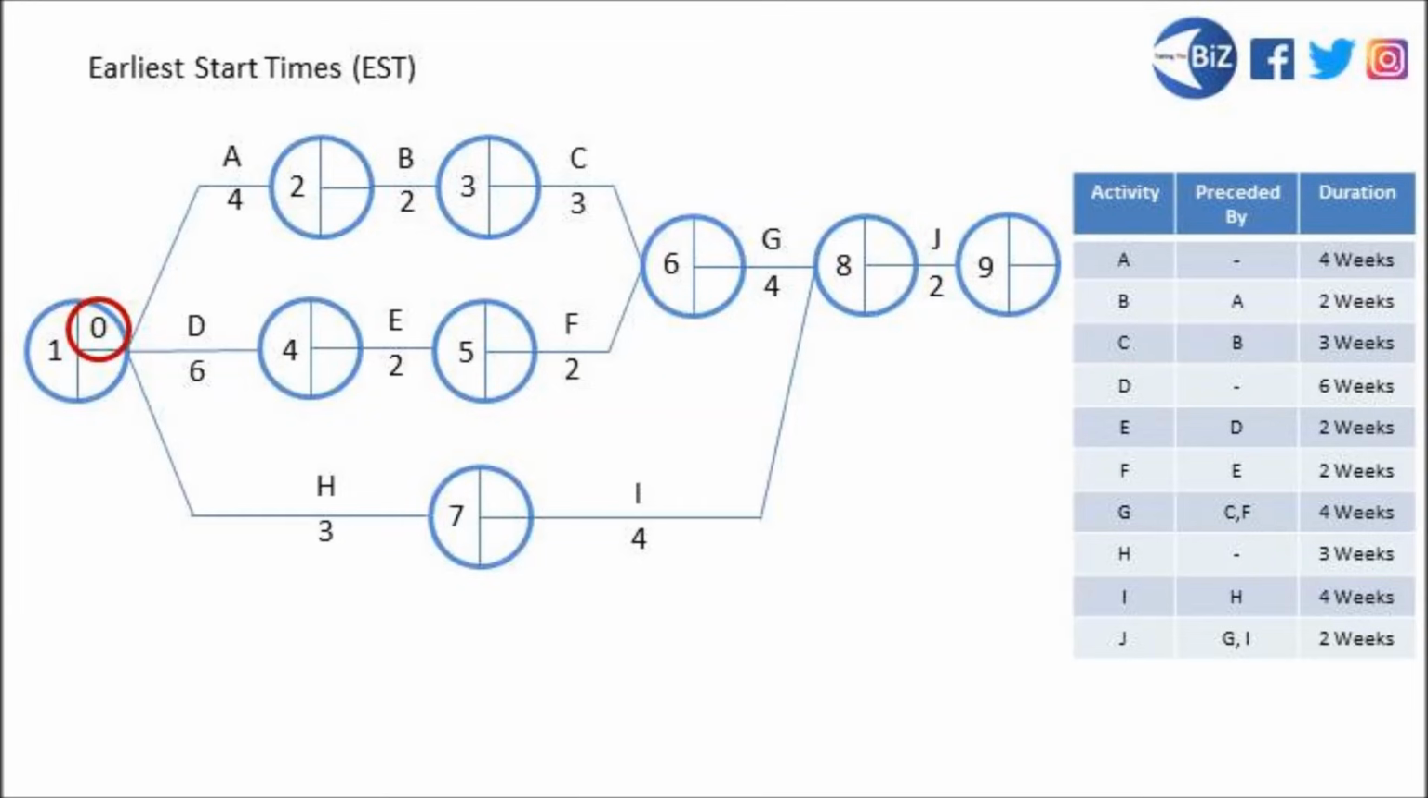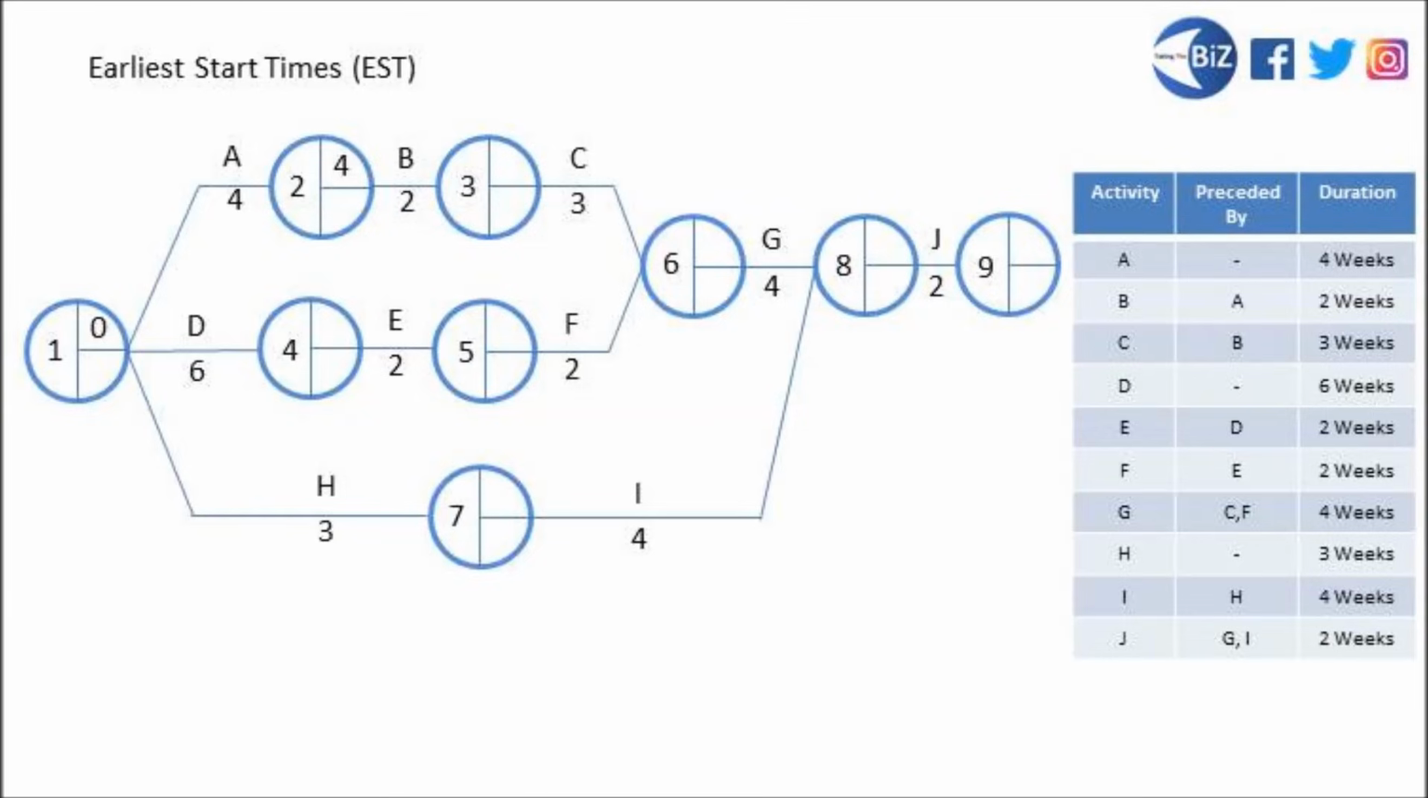A is going to take us 4 weeks to do, so 0 plus 4 equals 4 weeks, and that is the absolute earliest time that activity B can start. Now the reason why activity B can't start for 4 weeks is because you'll see from our table B cannot get underway until A is complete, and if A takes 4 weeks, then that is unfortunately the earliest time that B is going to be able to start.